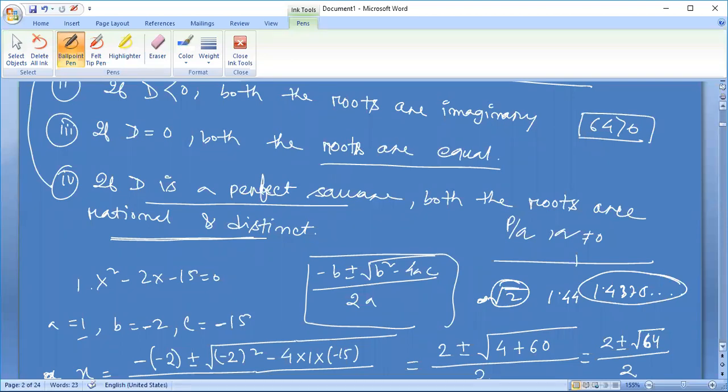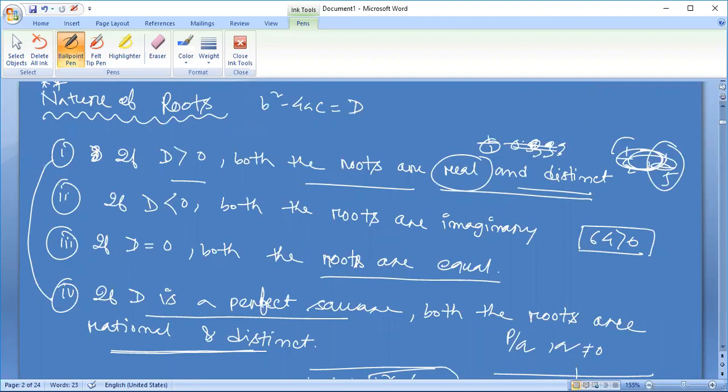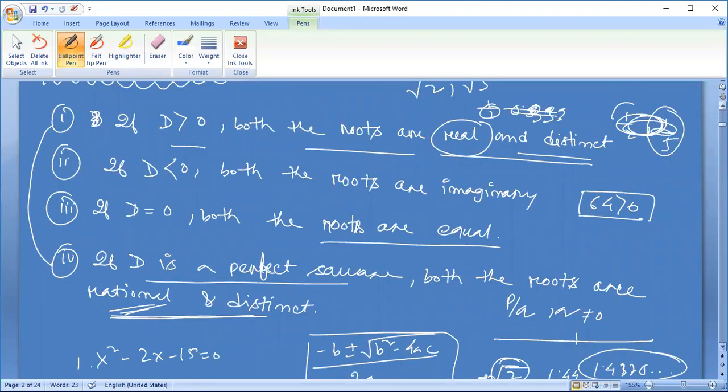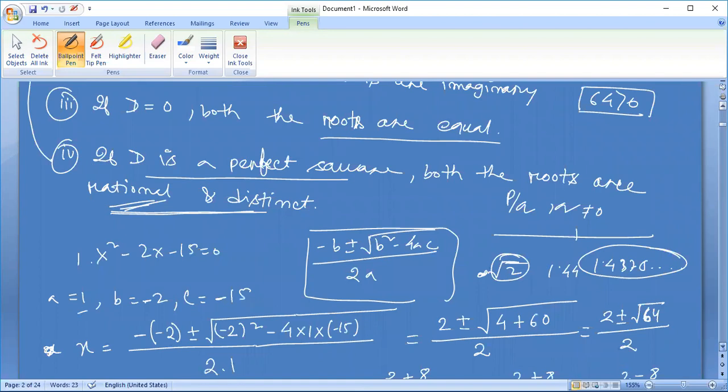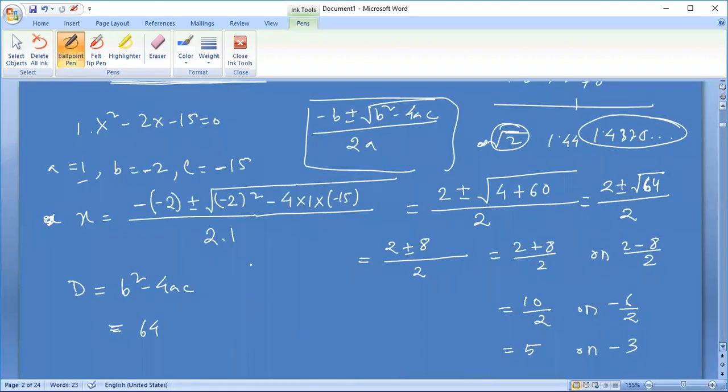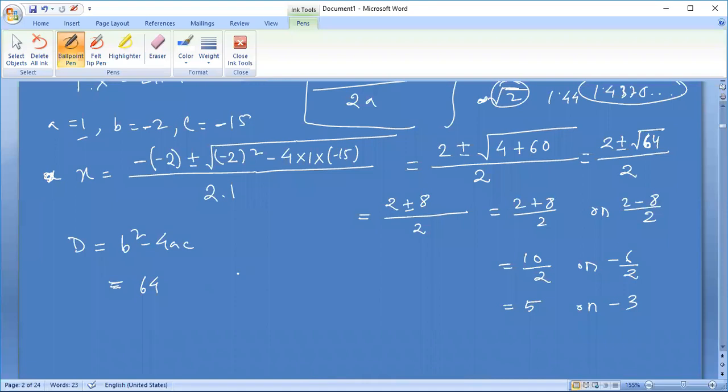If D is greater than 0, then roots are real and distinct. So they may be root over 2, root over 3. But if D is a perfect square, then the roots must be rational numbers. Now see this one. We have found the value of D is 64. Do you know what a perfect square is? 1 is a perfect square because we can have 1 square. 4 is a perfect square because we can have 2 square. But 6 is not a perfect square because we can't write 6 in terms of a square, yes or no? 64 is a perfect square because we can have 8 square.